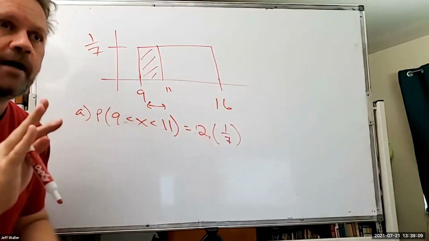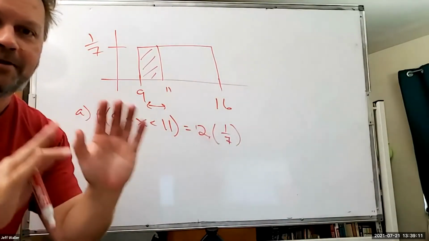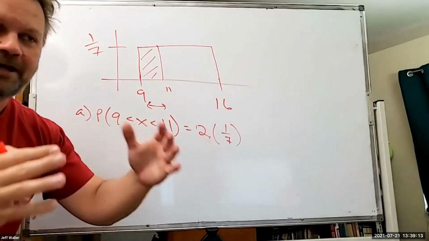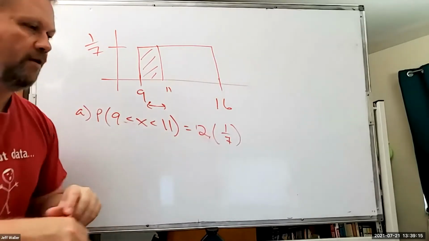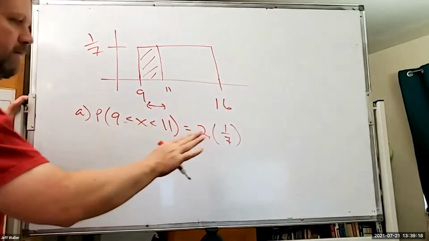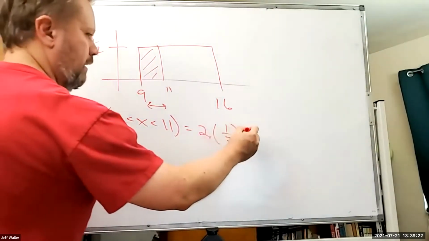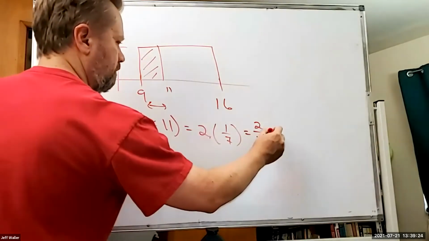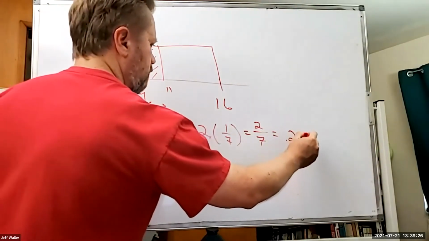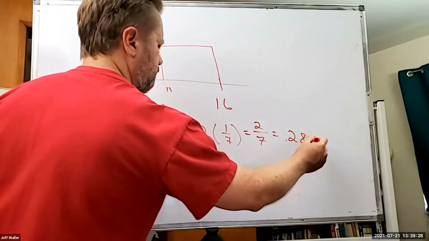I understand, I'm not answering your question yet. I'm building up to the answer. If you're wondering what this has to do with a percentile, this is part A. Percentile is going to be part B. So this is 2/7, which is what?